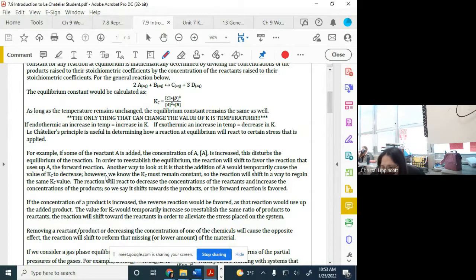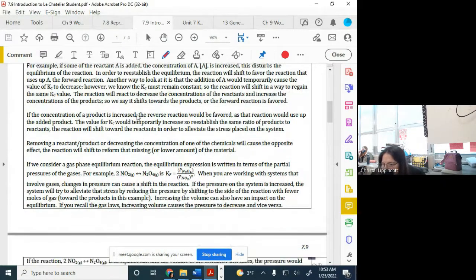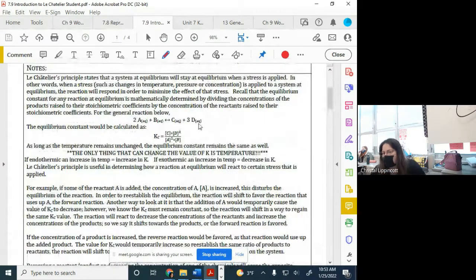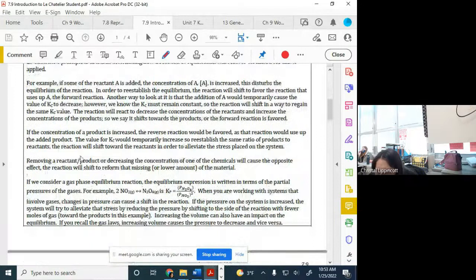Because the Kc value has to remain the same. If the concentration of a product is increased, then the reverse happens. So if we increase D, it's going to shift and form more A. Or if we take some of D away, it's going to have to shift to form more D. Removing reactant and product is going to decrease it or increase it.